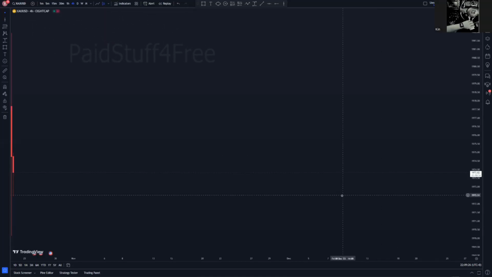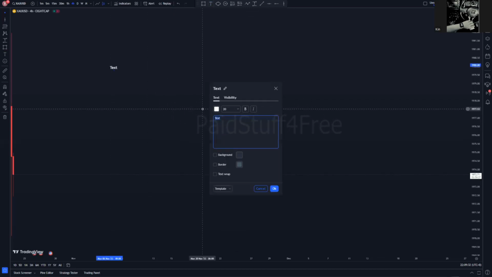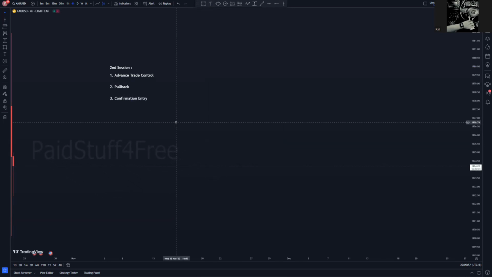Right? So for this session, we're going to learn about 3 topics. In our second session, number 1 is going to be about the advanced trade control. The second one, we're going to learn about the pullback. And the third one, we're going to learn about the confirmation entry. All right. Number 1, number 2, number 3.